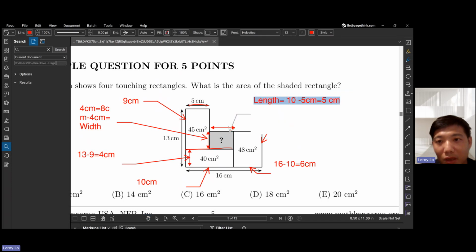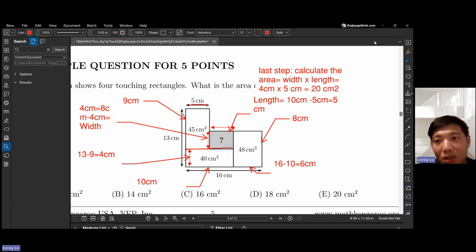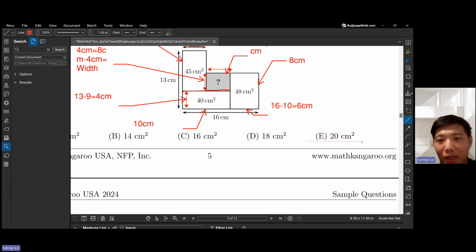In order to get the area, this is the last step. So the last step will be to calculate the area, which uses the formula width times length. So you have 4 centimeters there, and then you times 5 centimeters, which gives you 20 centimeters squared. So that's the answer here. So let's see what the answer is. Okay. So the correct answer is E.